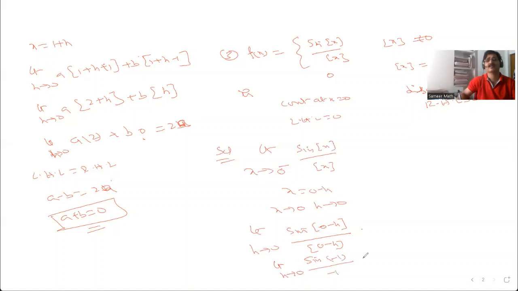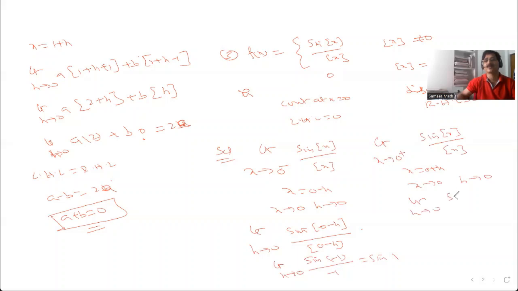The value is minus 1. So finally, what you are getting here is 1. Now come to the next one. Limit x tends to 0 plus. I am taking x is equal to 0 plus h. As x tends to 0, h tends to 0.